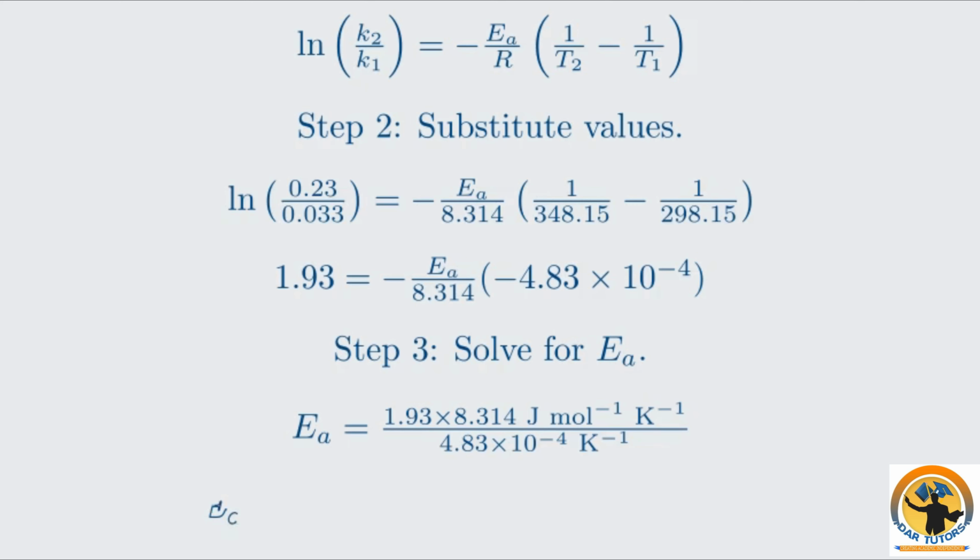With R as 8.314 joules per Kelvin mole, this gives us an activation energy of approximately 30,200 joules per mole, or 33.2 kilojoules per mole. We have successfully calculated the activation energy from the rate constants at two different temperatures.